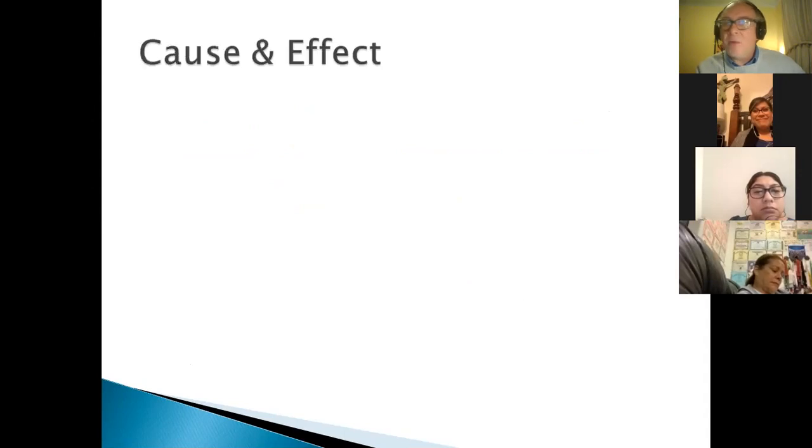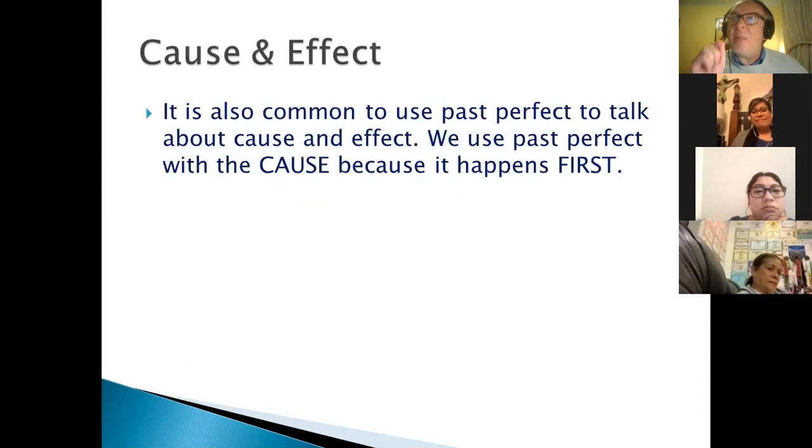All right. We also use past perfect for cause and effect. Cause and effect, especially with the word because, right? We use past perfect with the cause because, of course, what happens? First the cause, then the effect. And remember, past perfect is always what happened first. And the cause is always before the effect.